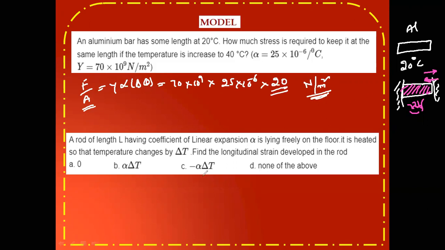A rod of length L having coefficient of linear expansion alpha is lying freely on the floor. It is heated so that the temperature changes by delta theta. Find the longitudinal strain developed. The longitudinal strain developed is equal to 0, because it is kept freely. If it is kept freely, the longitudinal strain will be 0. Okay, simple question.